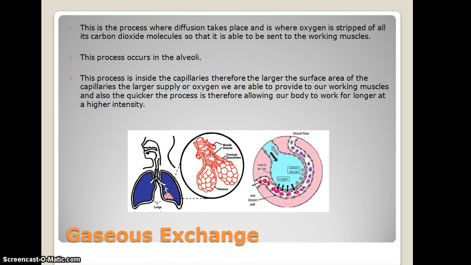Therefore, the larger surface area of the capillaries, which we spoke about earlier on, the larger supply of oxygen we are able to provide to our working muscles, and also the quicker the process is. So therefore our body can work for longer at higher intensity because it has a larger supply of oxygen in the bloodstream and in the system.